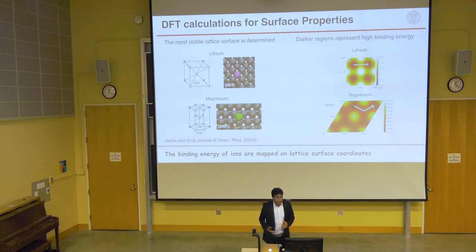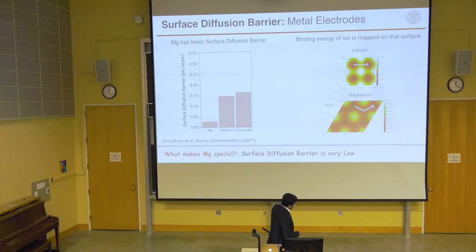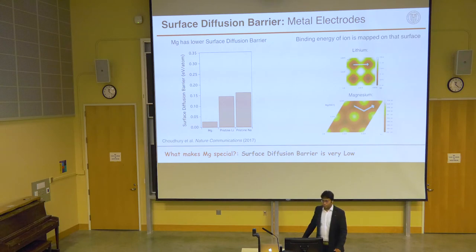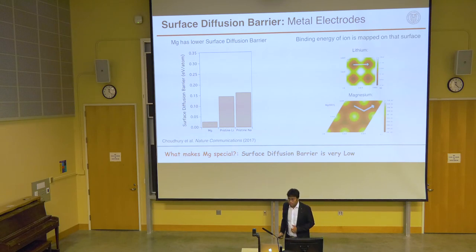So the lithium ions will tend to deposit on the regions with darker color. And so we defined a new term here, which is the surface diffusion barrier, which is the energy required for ions to hop from one stable region to another. And here I am plotting the surface diffusion barrier for different types of metals. What we found here is that the surface diffusion barrier for magnesium electrode is much lower than lithium or sodium. So that in a way explains why magnesium doesn't form dendrites while lithium or sodium does.